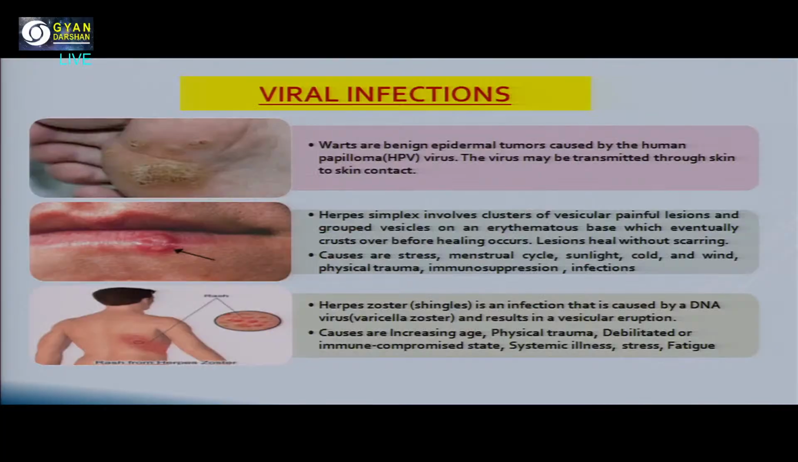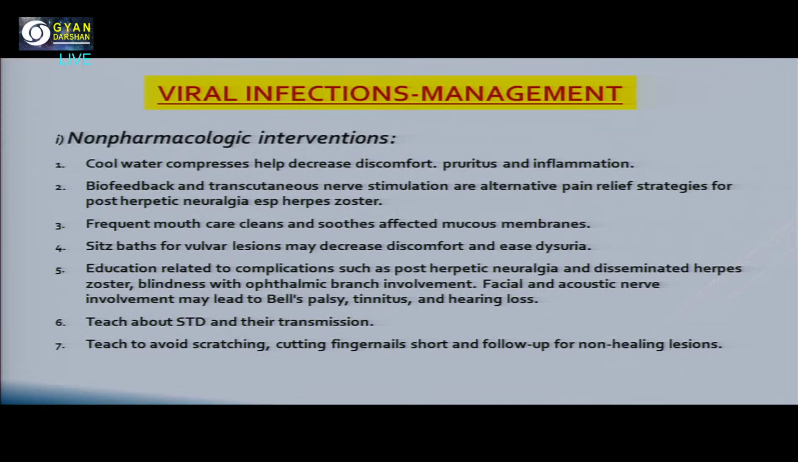Herpes zoster. Herpes zoster is caused by the same virus which causes chickenpox. But in the skin case, this leads to a more prominent vesicular eruption. We can see there are vesicles present when there is a rash from herpes zoster. Causes of this infection are increasing age, physical trauma, debilitation, immunosuppression, illness, stress, and fatigue. So, what is the management in viral infection? We need to teach the patient something non-pharmacological, where no medicines are involved. What do we need to teach?